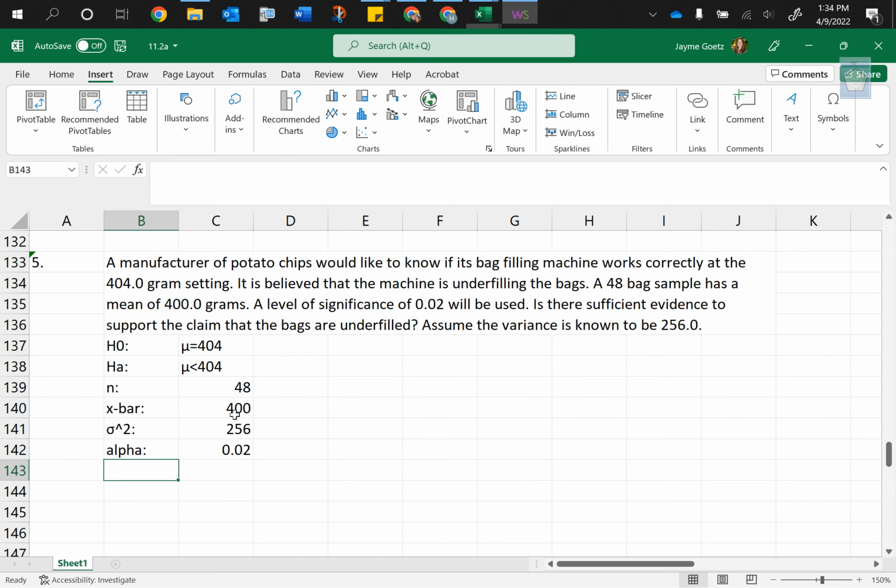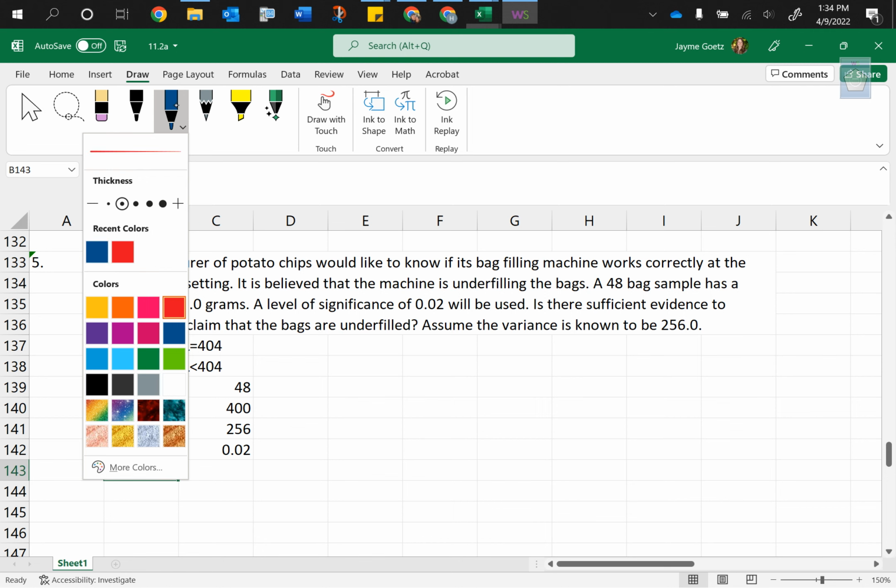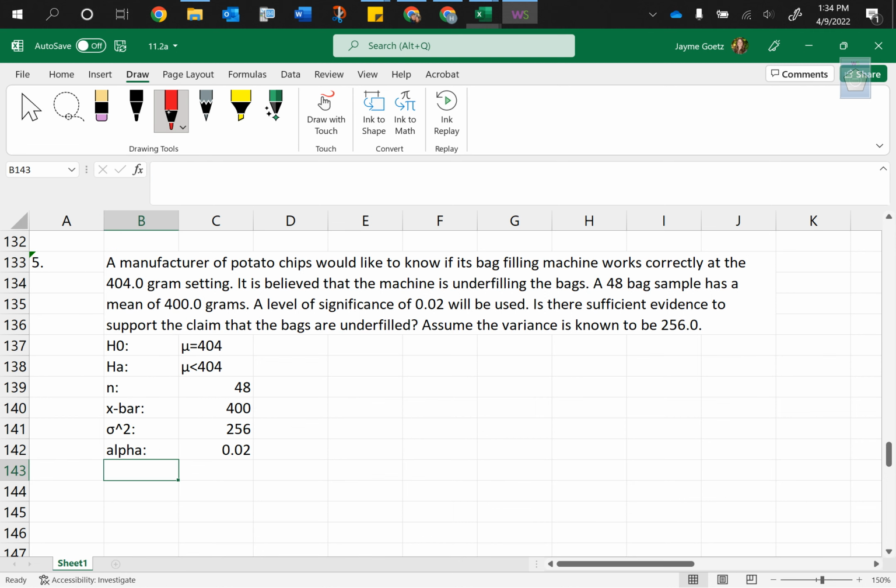My X bar is 400. My variance is 256. Be careful on that. That's variance. And my alpha is 0.02. So from this problem, I know that we have a less than symbol, so that means it's going to be a left-tailed, so that's going to be a 1 tail. And then again we have mu, that means mean, and here we're going to have sigma known.